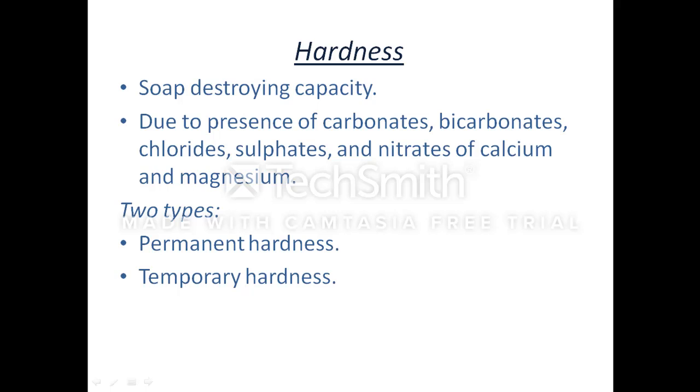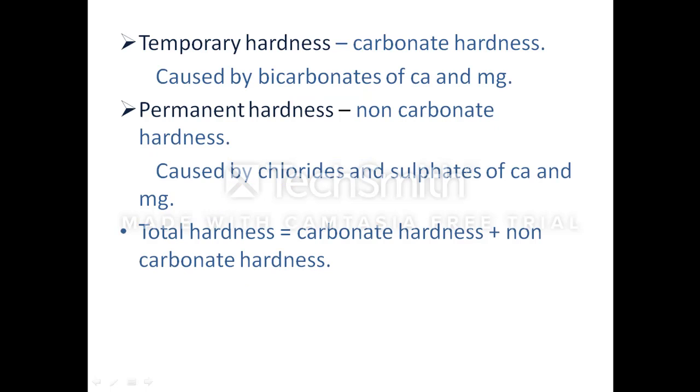The hardness has mainly two types. One is called permanent hardness and the other is temporary hardness. The temporary hardness is also called carbonate hardness. As the name suggests, it is temporary, means it can be easily removed by boiling or by adding lime. How is carbonate hardness caused? It's caused by bicarbonates of calcium and magnesium.